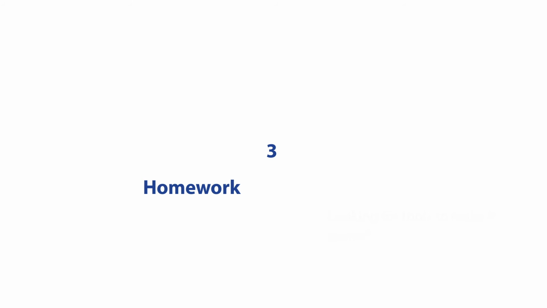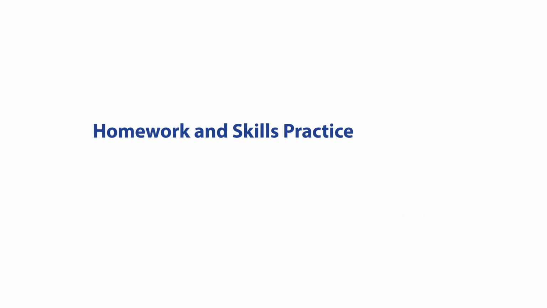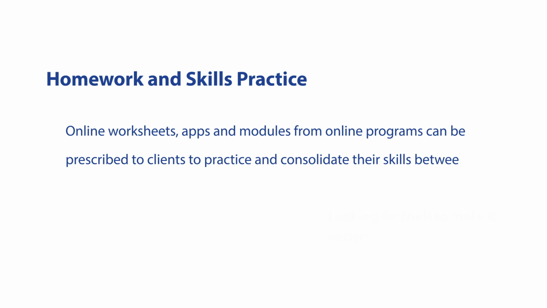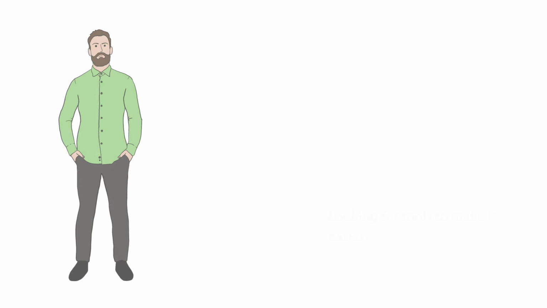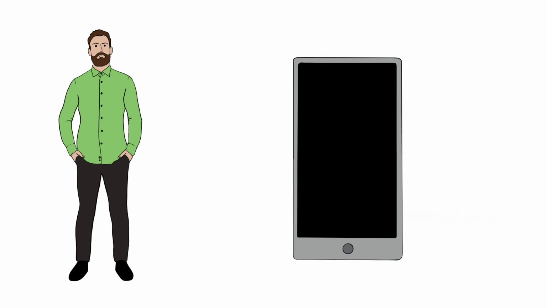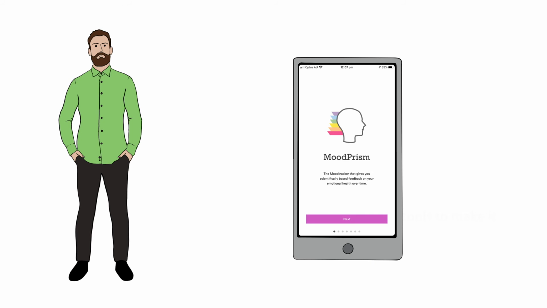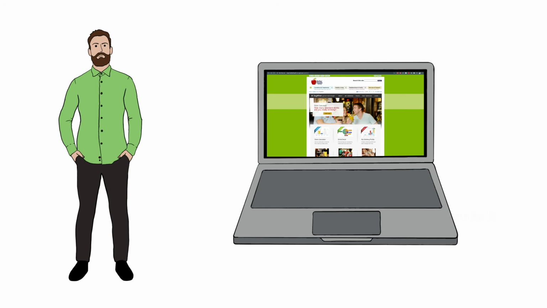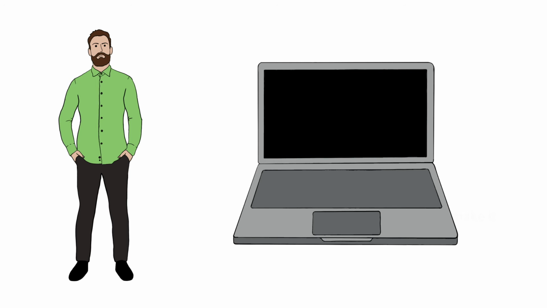The third way digital mental health resources can help us as a treatment aid is between sessions for homework and skills practice. When we're doing telehealth, we can't give clients hard copy handouts or worksheets like we usually might. However, online worksheets, apps, and modules from online programs can be prescribed to clients to practice and consolidate their skills between sessions. With John, you could suggest tools to help him with self-monitoring, such as the Mood Prism app to help him track his mood, or the online tool Say When to track his drinking.